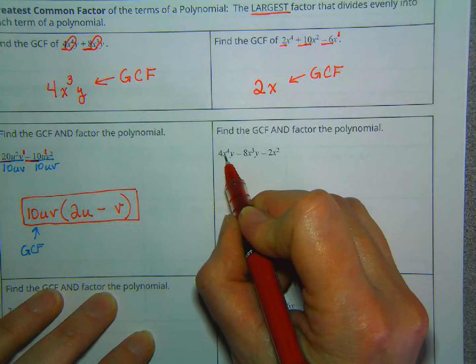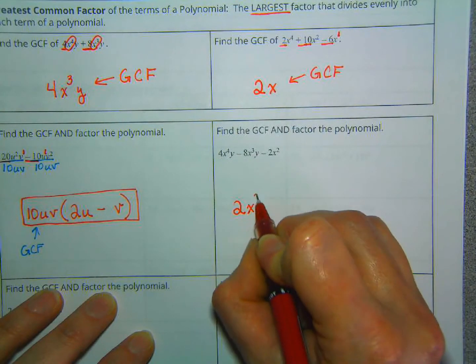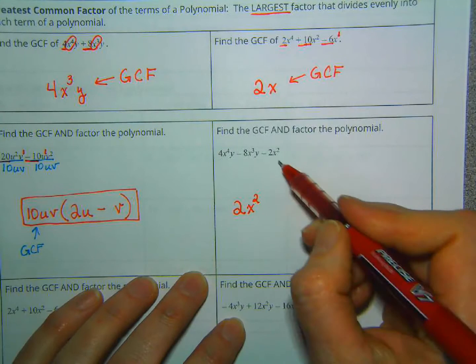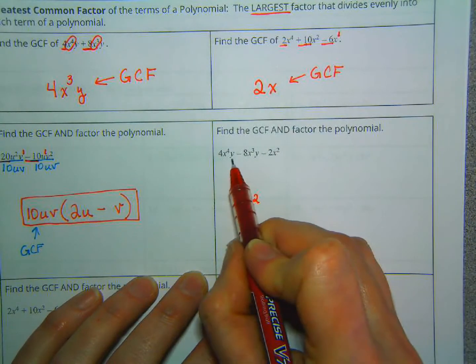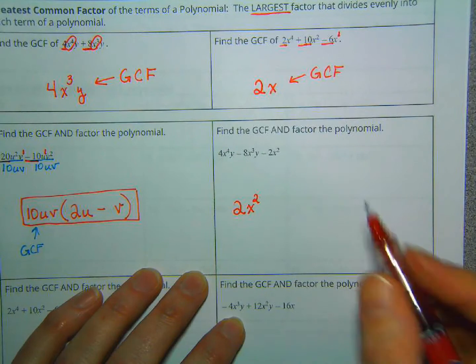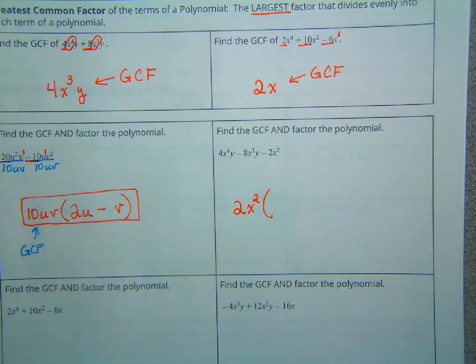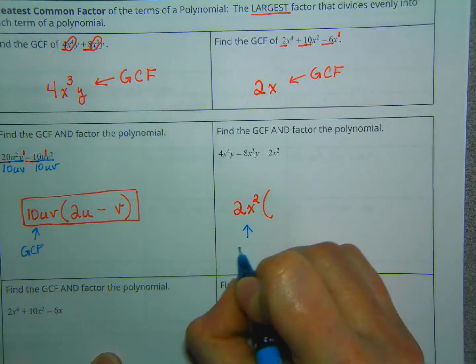Then we have x to the 4th, x cubed, and x squared. X squared goes into each one of those. Then we have a y to the 1st here, a y to the 1st there, and no y there. That means y is not a part of our greatest common factor. So this right here is the GCF.